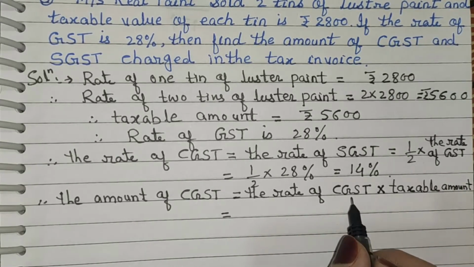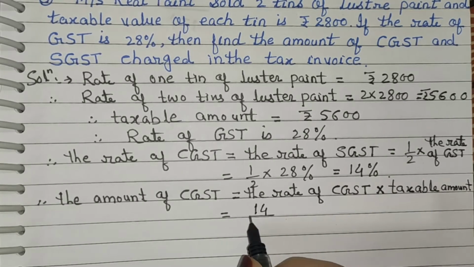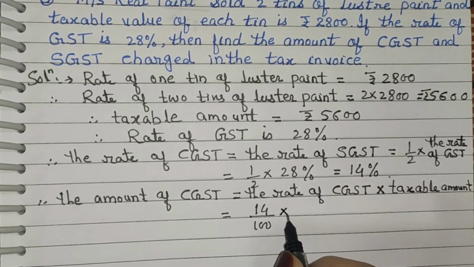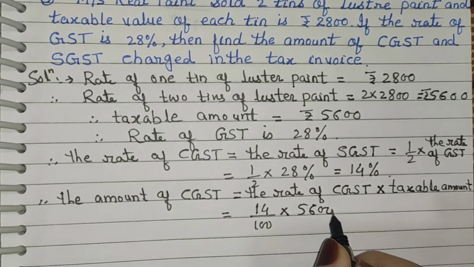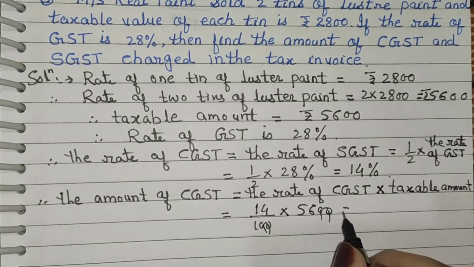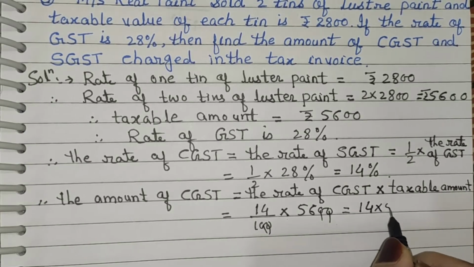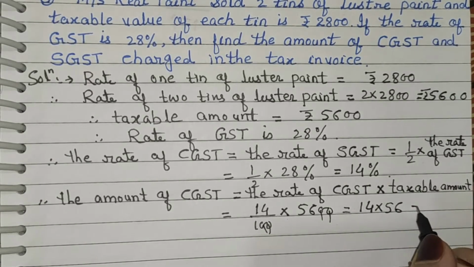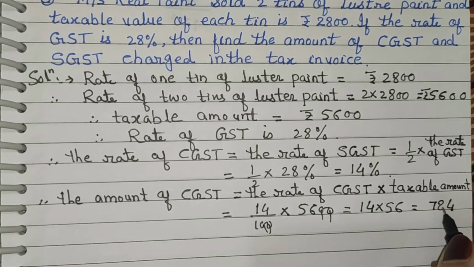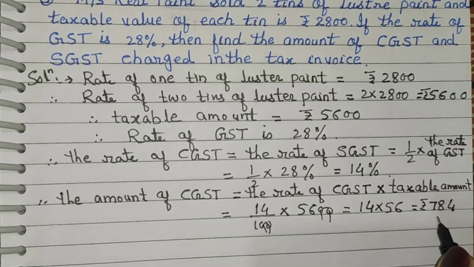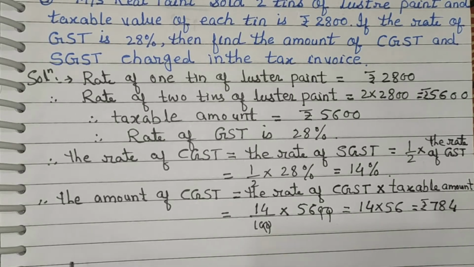The rate of CGST is 14%, therefore we can write here 14 upon 100 into, now the taxable amount is 5,600. The zeros both are cancelled. Now 14 into 56: 14 6s are 84, 4 carry 8. Now 14 5s are 70. 70 plus 8 we get 78. Now we get here rupees 784. It is the amount of CGST.